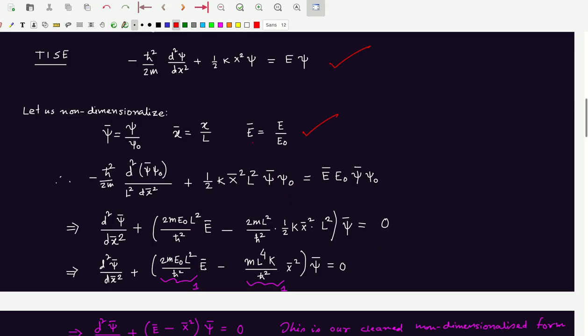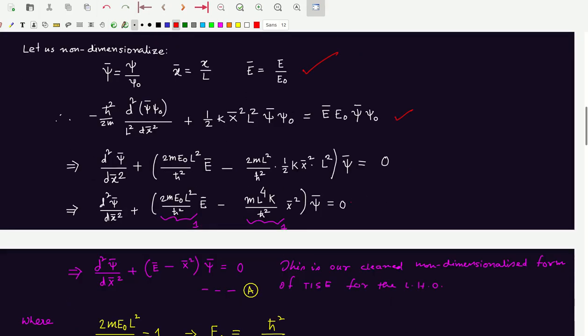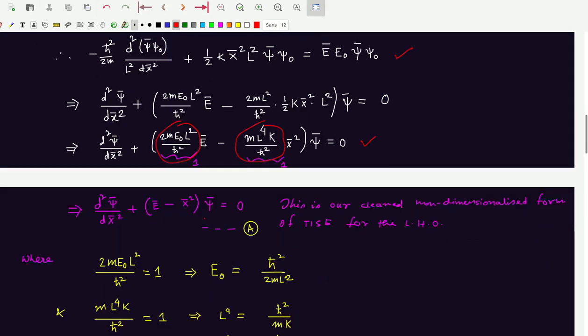and after putting all these parameters here, we get this equation, and after simplifying this we get something like that, just like before. Here these are two constants, this object and this object: 2m e0 L square by h bar square, and m L to the power 4 multiplied by k by h bar square. We make one of them 0 and the other 1. If we put this 1, the equation becomes d2 psi bar dx bar square plus e bar minus x bar square psi bar equals 0.